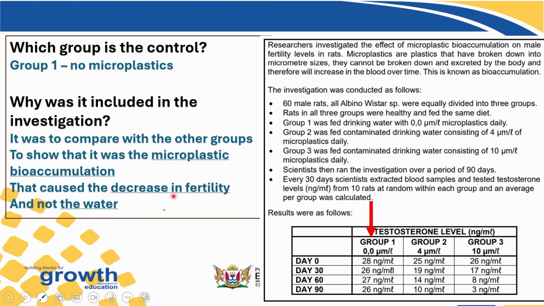In my generic one, it said that caused the result. I need to replace that word result with what was the result, the decrease in fertility, and not the other variable, in this case the water. So let's practice that quickly.